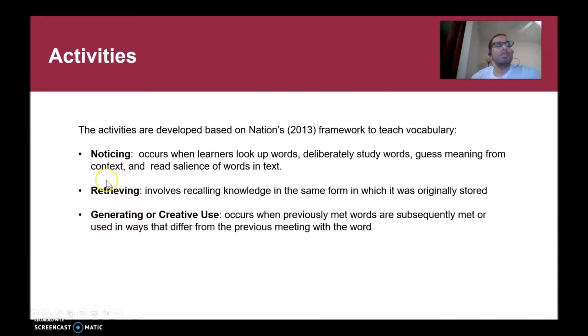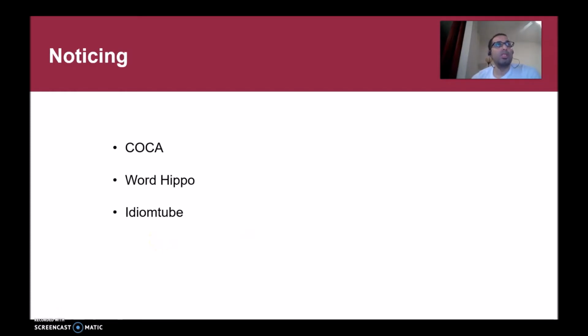So when it comes to activities, I developed some activities based on Nation's 2013 framework to teach vocabulary. Noticing occurs when learners look up words, study words, and guess meaning from context. Retrieving involves recalling previous information, and generating creative use occurs when students use words in different contexts. So for noticing, I developed some activities using COCA, the Corpus of Contemporary American English, and Word Hippo, and Idiom Tube.